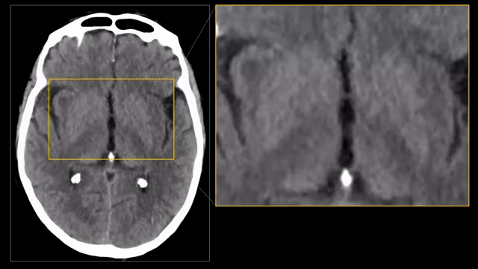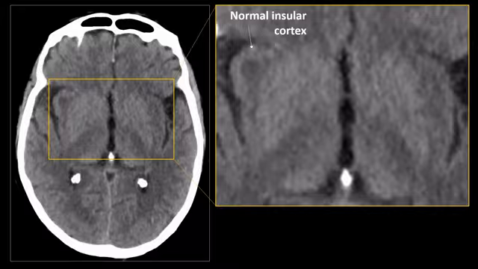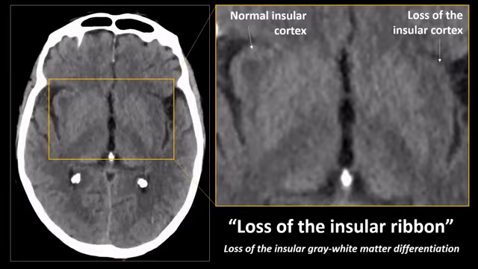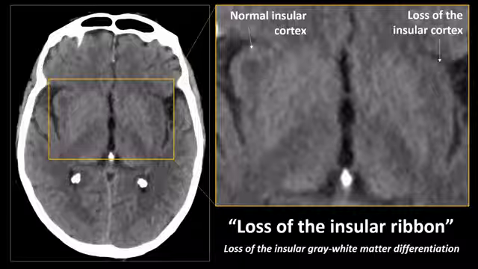And what does the loss of the insular ribbon sign look like? Well, let's compare the right insula, where we see a normal insular cortex, with the left insula, where the cortex has diminished in density so much that there is almost no difference anymore between the cortex and the subinsular white matter. There is loss of the insular cortex, so we call this the loss of the insular ribbon sign.